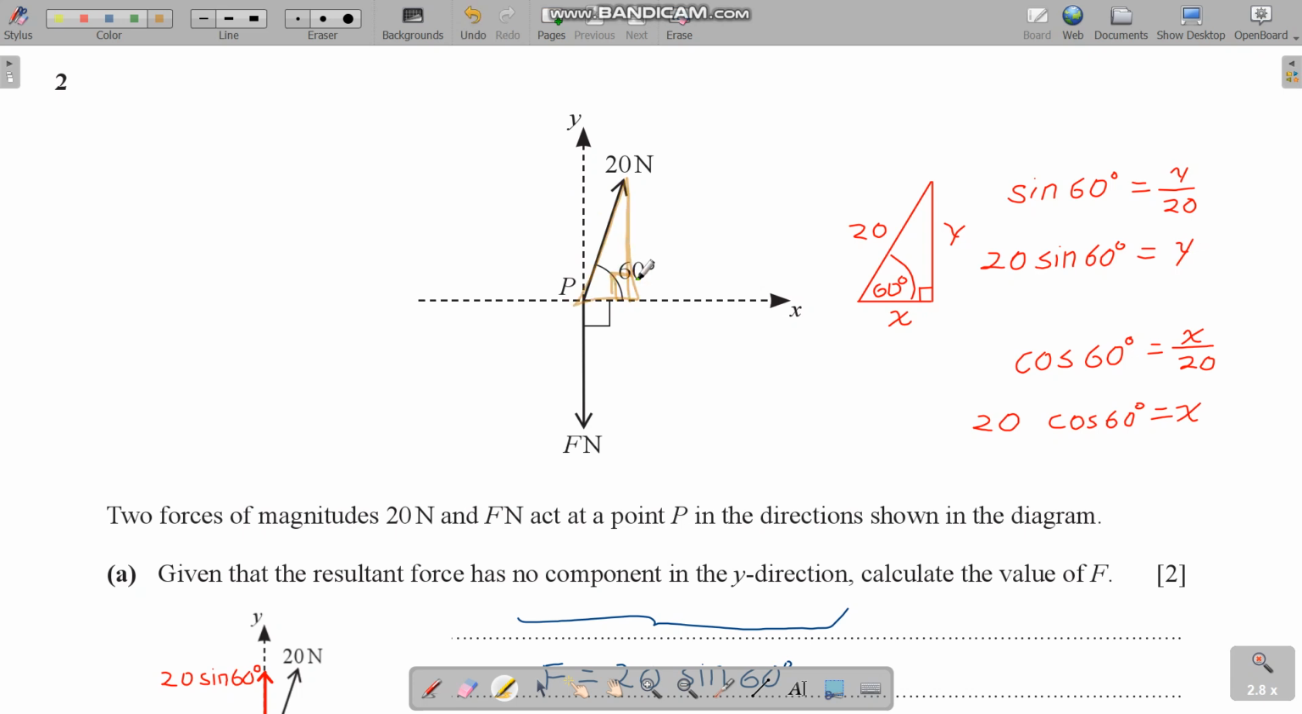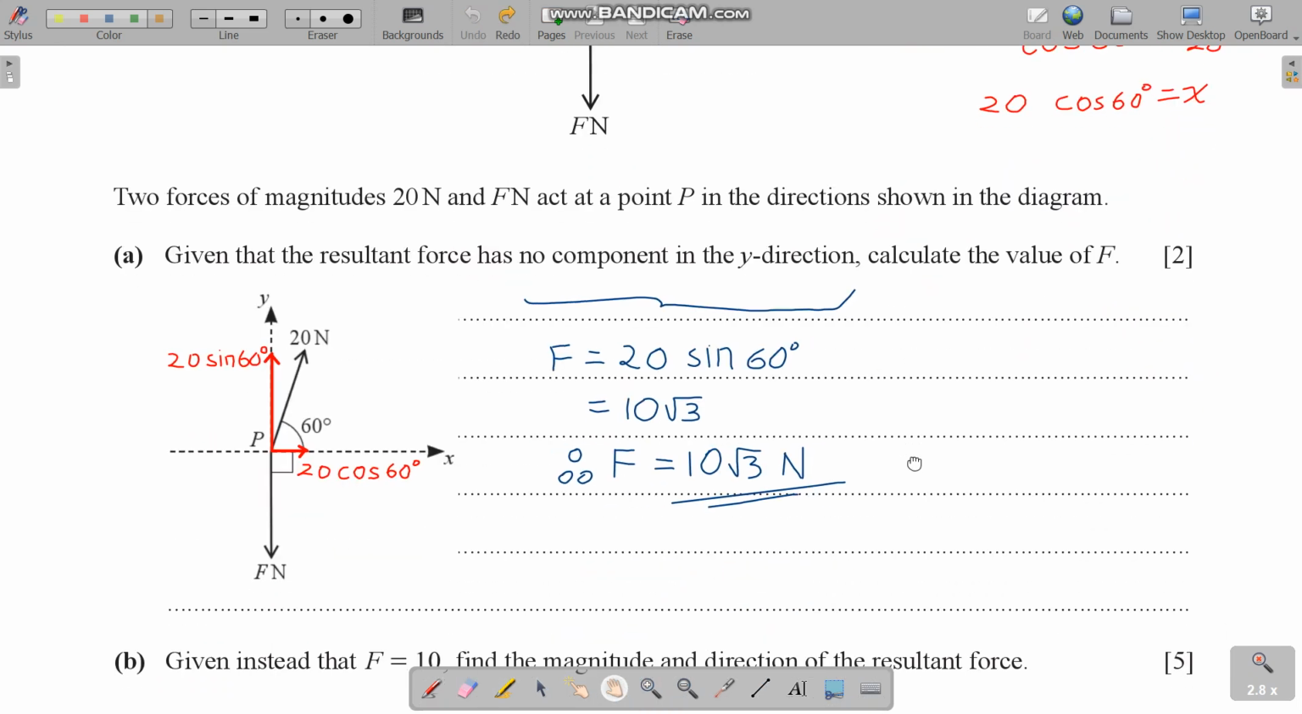This is the right angle, so this is the triangle. The hypotenuse is 20. Let's call this side y and this side x. Using sine is opposite over hypotenuse, so this is sine 60 degrees. Multiply both sides by 20, we get the y, so we have the vertical component. And using cos is adjacent over hypotenuse, so this is cos 60 degrees, and multiply by 20, we get x equals 20 cos 60. So the horizontal component is 20 cos 60.